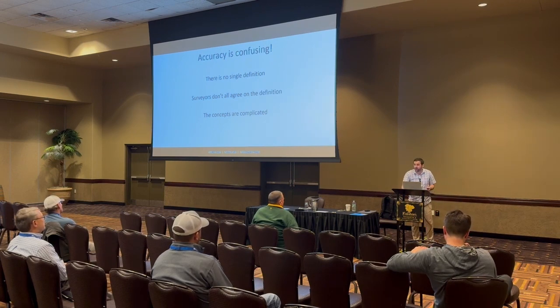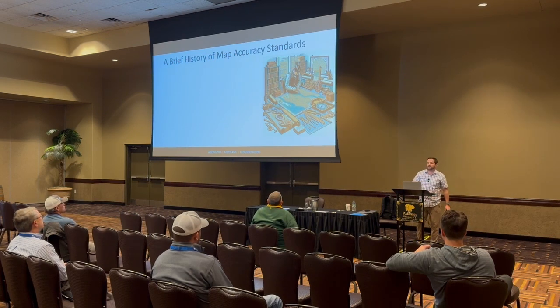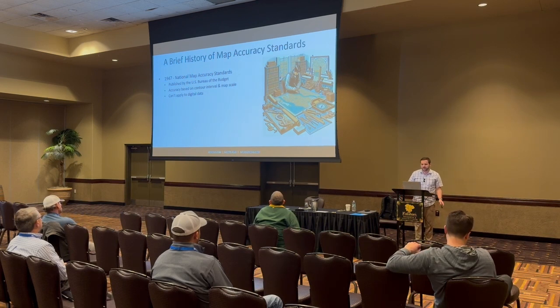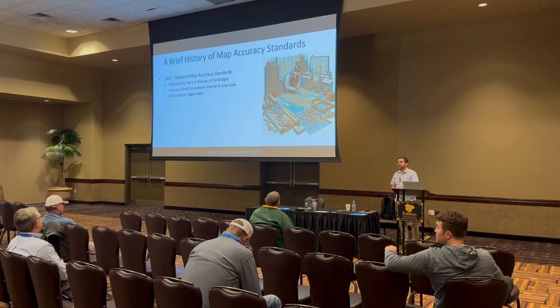But what might actually help, especially for those of you that have been in surveying for a while, is going over a really brief history in a single slide of map accuracy standards, what they used to be and how they've changed over time. And from what I could tell, one of the first real formal sources of measuring accuracy that is actually still in use today by a lot of people are the National Map Accuracy Standards that were published in 1947. And as a general rule, this is accuracy based on paper maps, where the accuracy was implied based on the contour interval and the map scale.